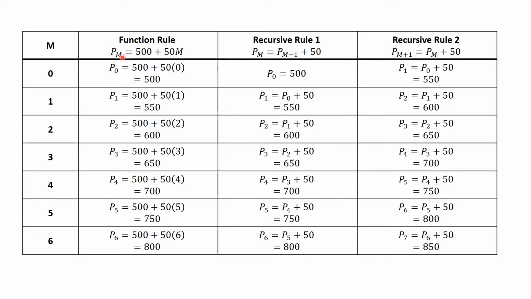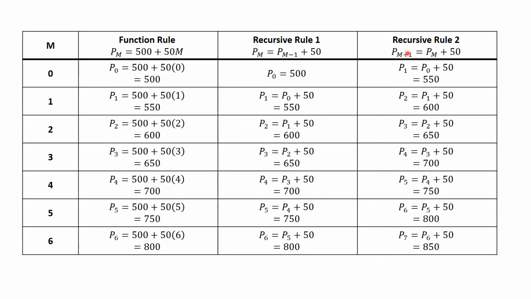Next, we have a recursive rule in this column that says that the ship's population at the current minute m is found as the population in the previous minute, m minus 1, plus 50. This calculation is very simple, but it does depend on knowing the count at time m minus 1. Look at the formulas in this column and compare with the function rule formulas in the previous column. They look different because they work differently, but they give the same result, as you can see.